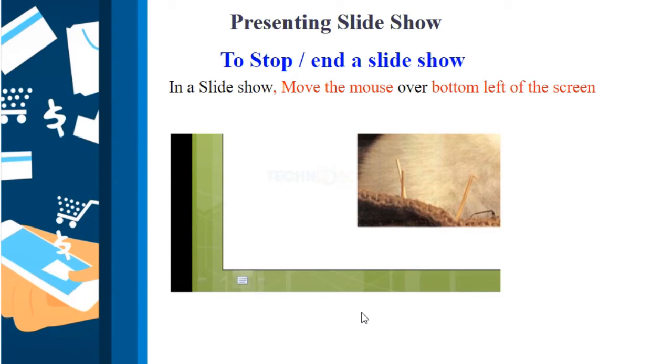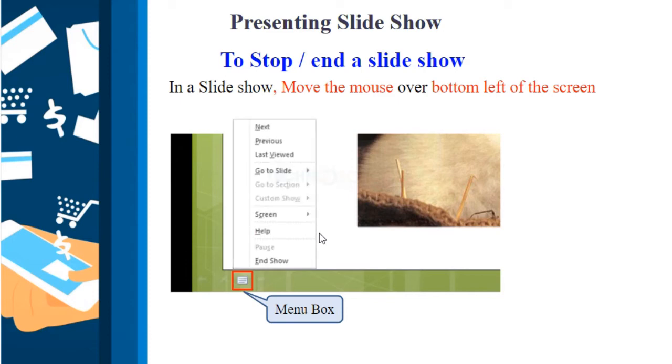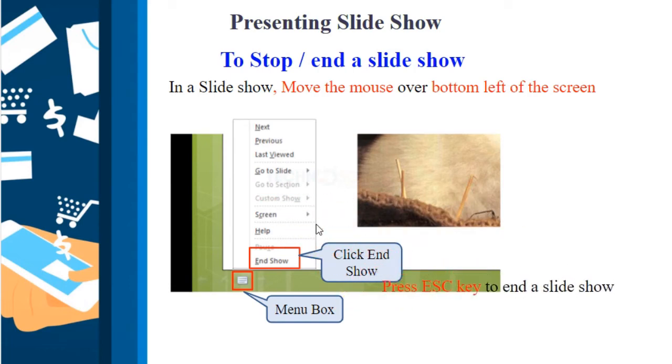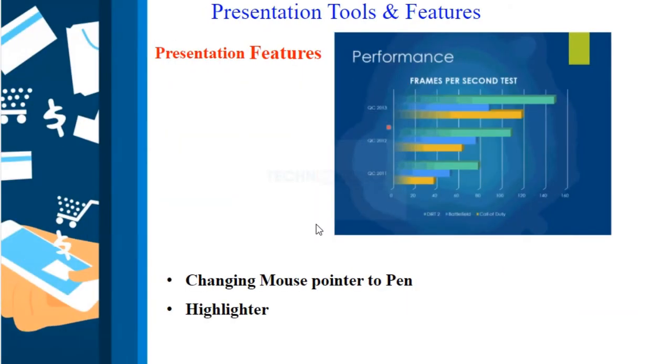To stop or end a slideshow, what do we need to do? To end the slideshow, move the mouse to the menu box option, select the command and click End Show. You can also press the Escape key at the top left of your keyboard to end the show. So we can use the Escape key also to end it.